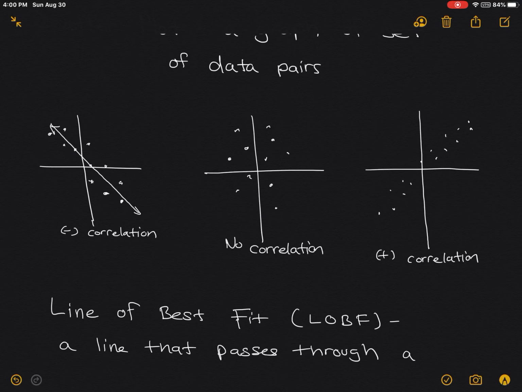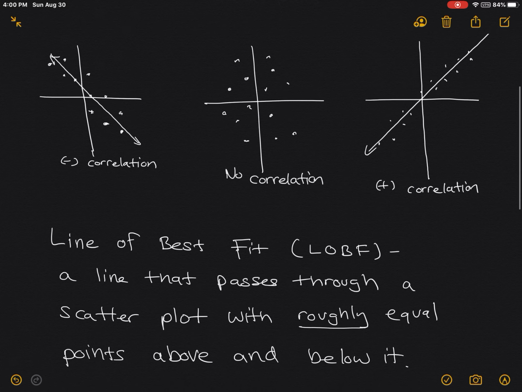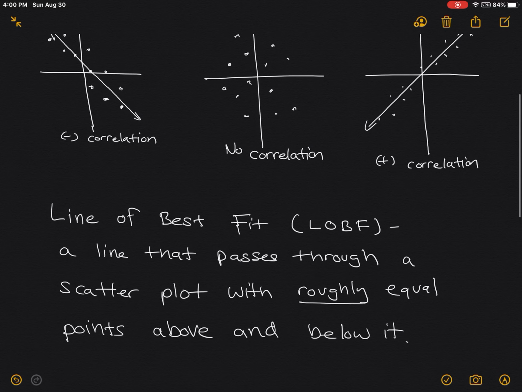On this one, you can't draw a line, right? Because there's no correlation. Okay, let me just add a few more points. Okay, it doesn't even look like a line. But this one, clearly, if I were to draw a line of best fit, it would look something like this, right? Roughly equal amount of points above it and below it. Okay, so that's your line of best fit.